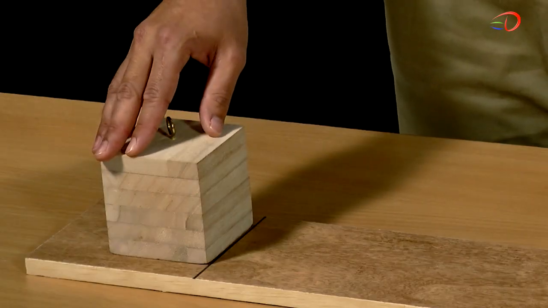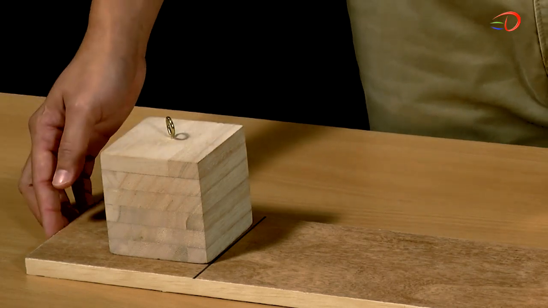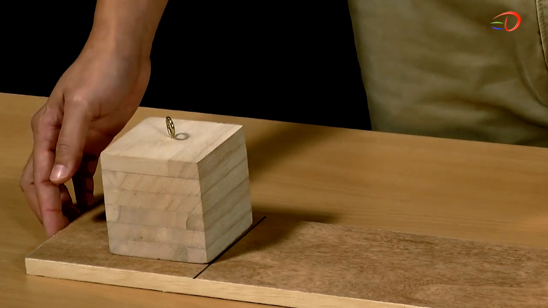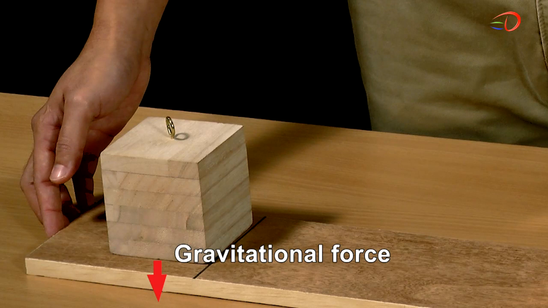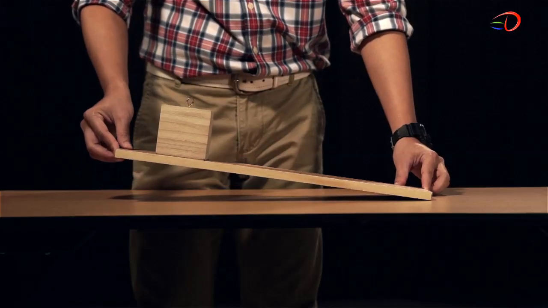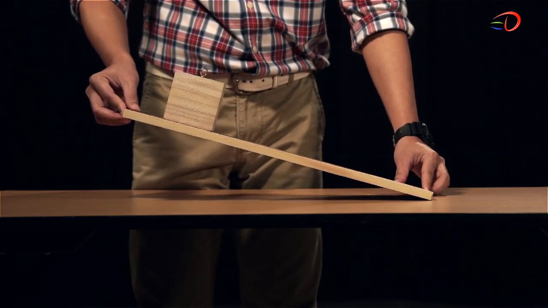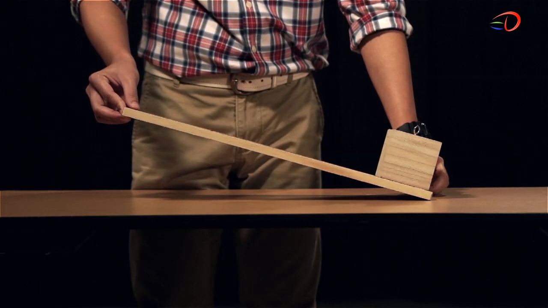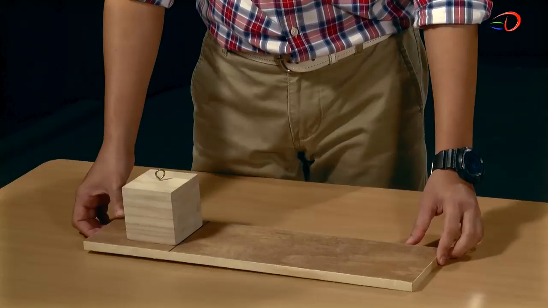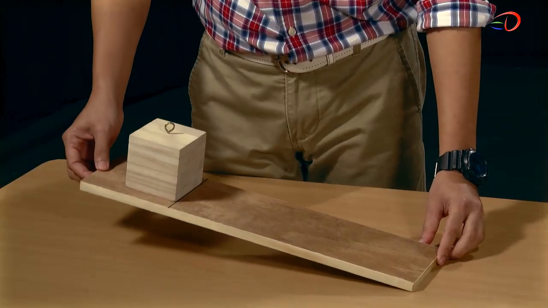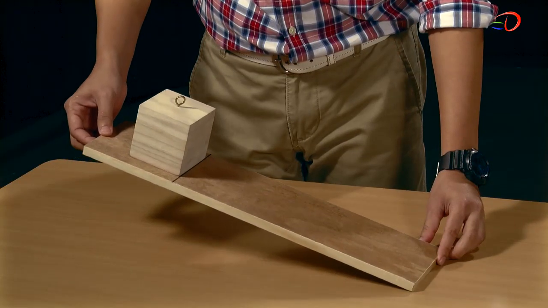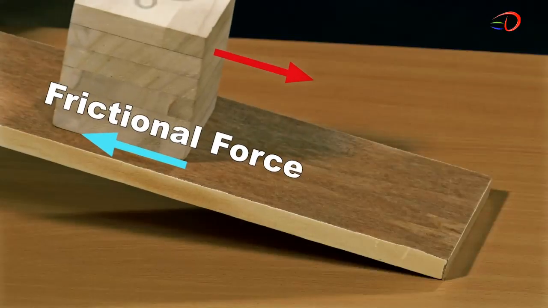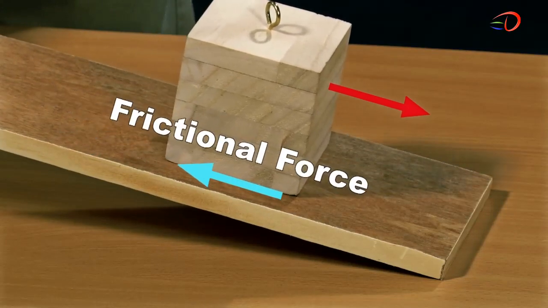This block is resting on the horizontal plank. It is not moving as only gravitational force is acting on the block. What will happen if one end of the plank is raised? The block moves down and finally comes to a stop. Which force caused the block to finally stop moving? Frictional force that is acting on the block.